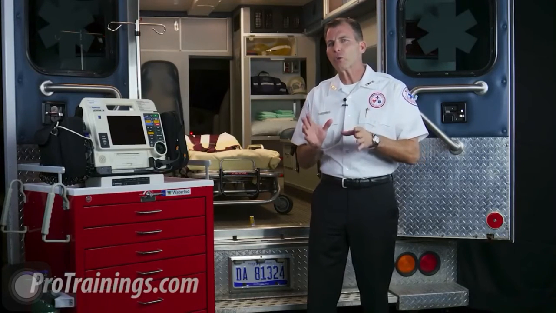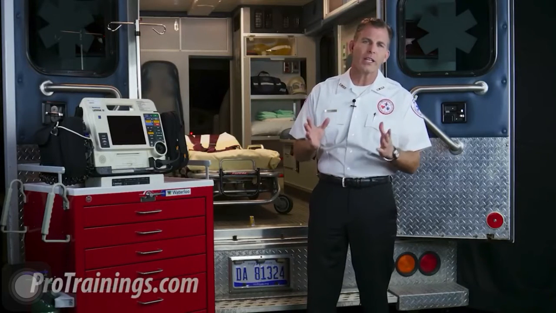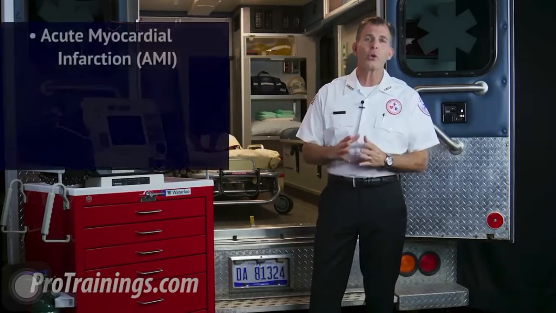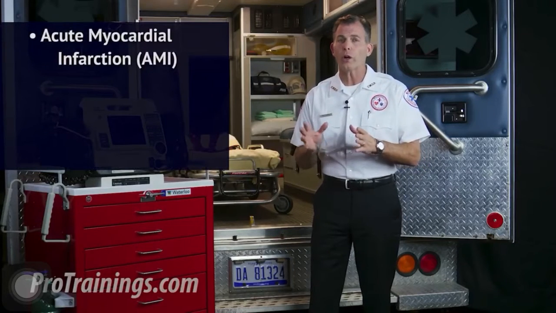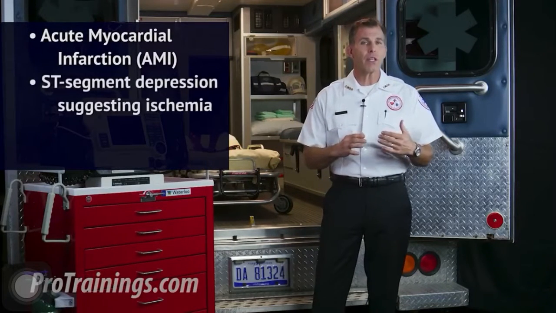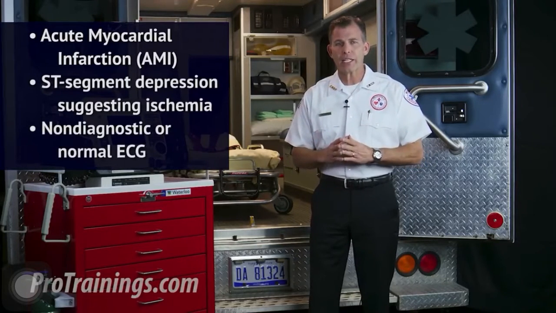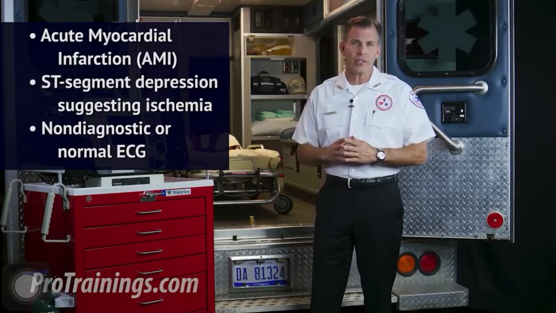Now, an initial 12-lead ECG is used as part of the identification process for all ACS cases. The three ECG categories for ACS include ST segment elevation, which suggests an acute myocardial infarction or AMI, ST segment depression suggesting ischemia, and non-diagnostic or a normal ECG.